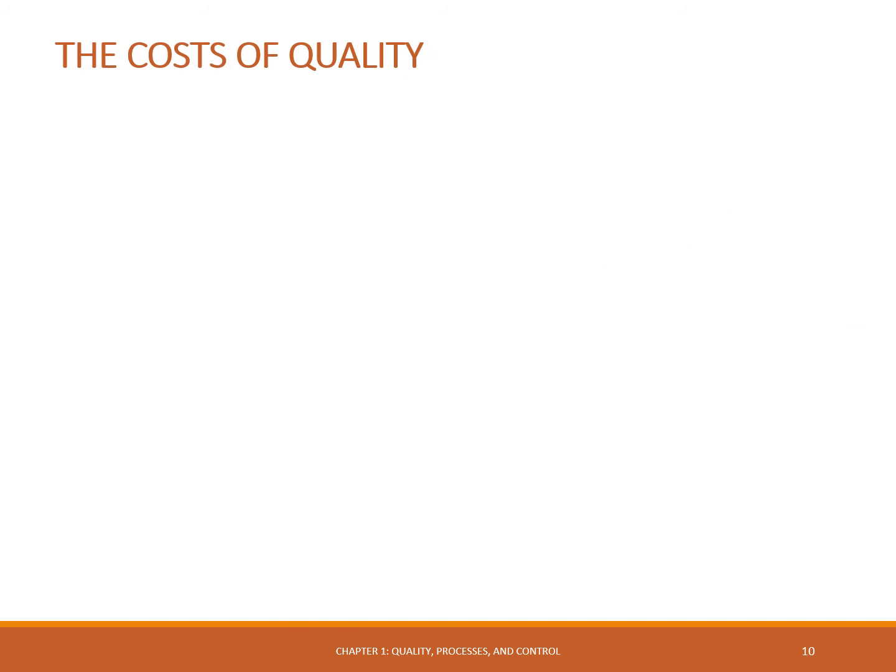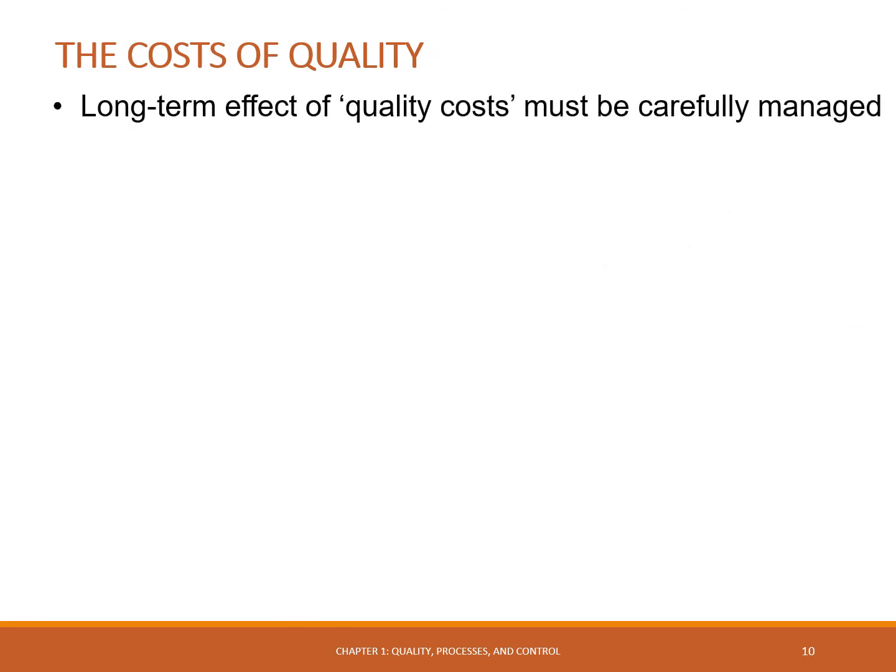Now, let's talk about the cost of quality. These costs are a true measure of the quality effort and must be carefully managed so that their long-term effect on the business is a desirable one. Usually, quality costs can be divided into three major groups. The first group includes the prevention costs, which are associated with the design, implementation, and maintenance of the quality management system. These costs should be planned to be incurred prior to the production phase.